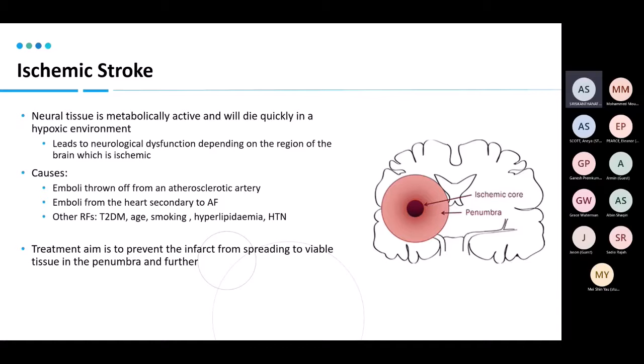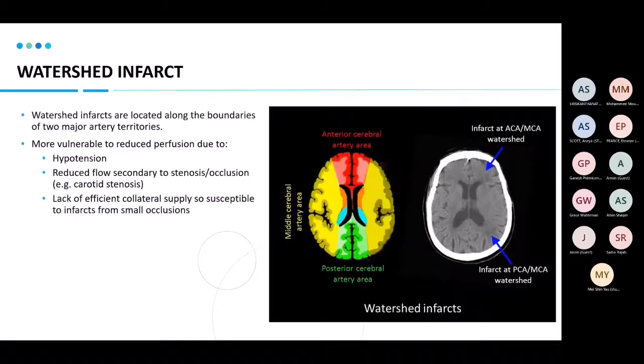Other general risk factors which might put a patient at risk of getting a stroke are things like diabetes, age, smoking, hyperlipidemia, and hypertension, because all of these are risk factors for clogging up your arteries and forming clots in them. The main treatment is to prevent that infarct from spreading, like I said.